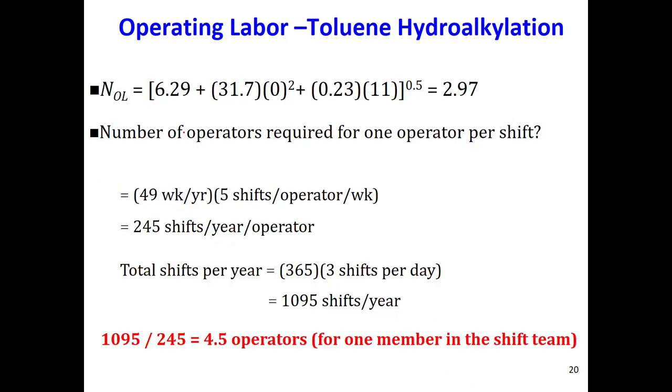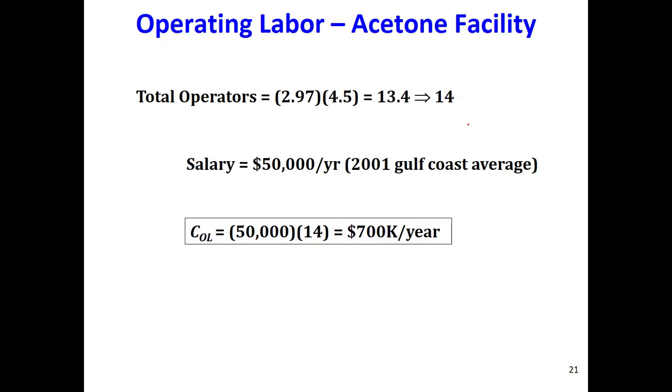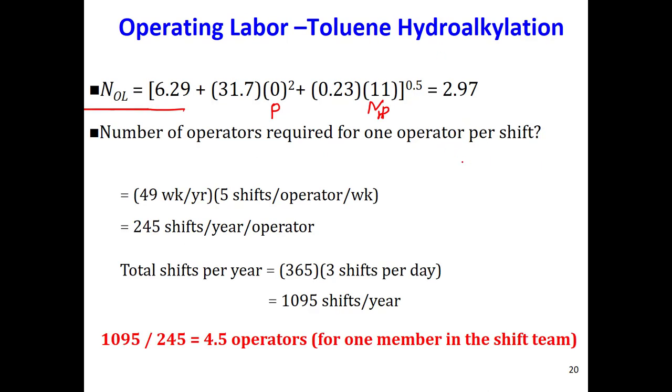Then I have my equation. Particulate step is 0. Non-particulate step is 11. If you put this into the equation, you will find the number of operators per shift. Okay, this is the number of operators per shift.